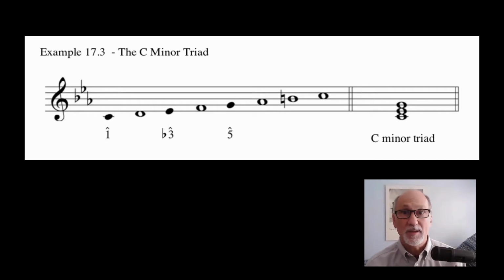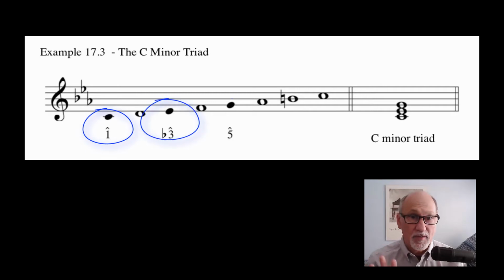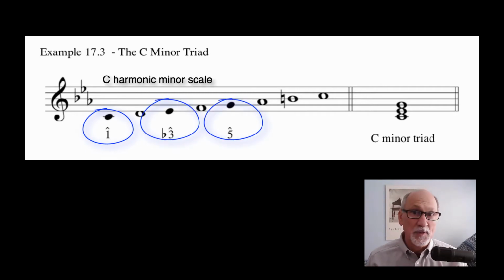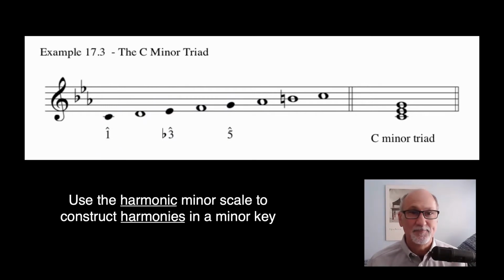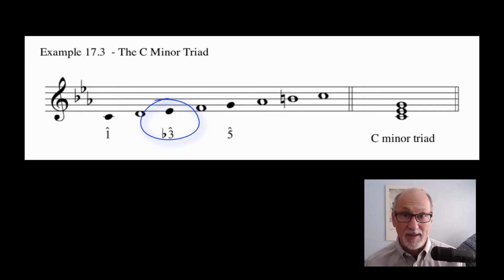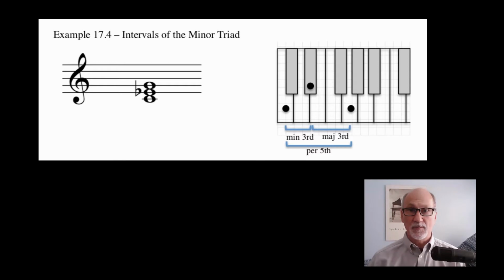Now, a minor triad can be constructed by combining the first, third, and fifth note of a harmonic minor scale. Typically, we use the harmonic form of the minor scale when constructing harmonies in a minor key. The third scale degree in a minor key is a half step lower than that same scale degree of the parallel major key, and that is why we label it as flat 3 in this example. This is also why the structure of the minor triad includes the minor third interval from the root pitch to the chord tone third. This example shows all the intervals of the minor triad in C.